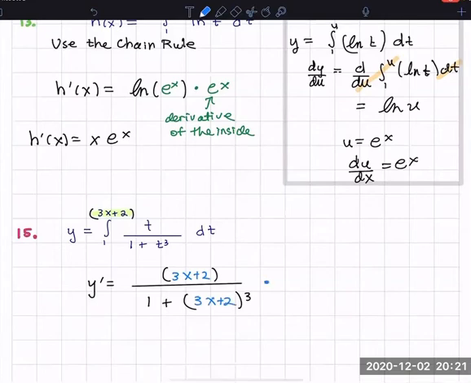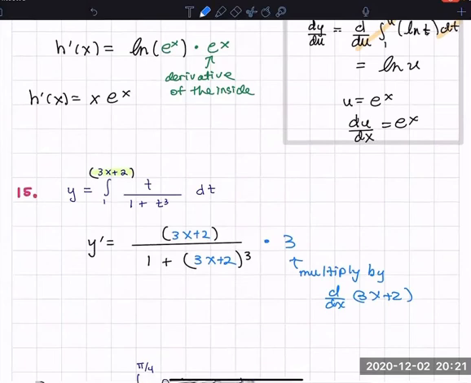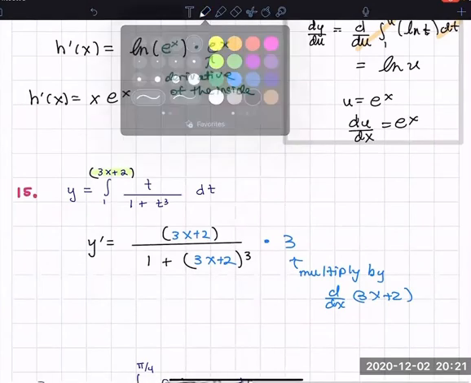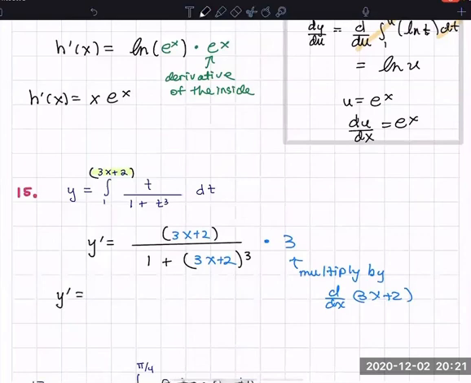But then the chain rule says to multiply by the derivative d dx of 3x plus 2. Of course, that's an easy derivative, which is 3. Maybe you could just write it a little differently: 3 times 3x plus 2.